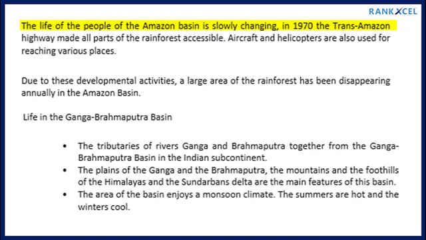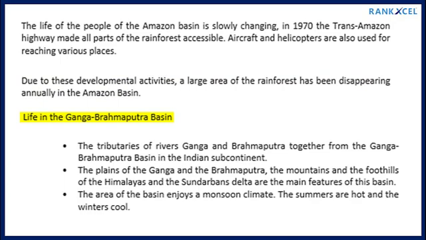The life of the people of the Amazon Basin is slowly changing. In 1970, the Trans-Amazon Highway made all parts of the rainforest accessible. Aircraft and helicopters are also used for reaching various places. Due to these developmental activities, a large area of the rainforest has been disappearing annually in the Amazon Basin.